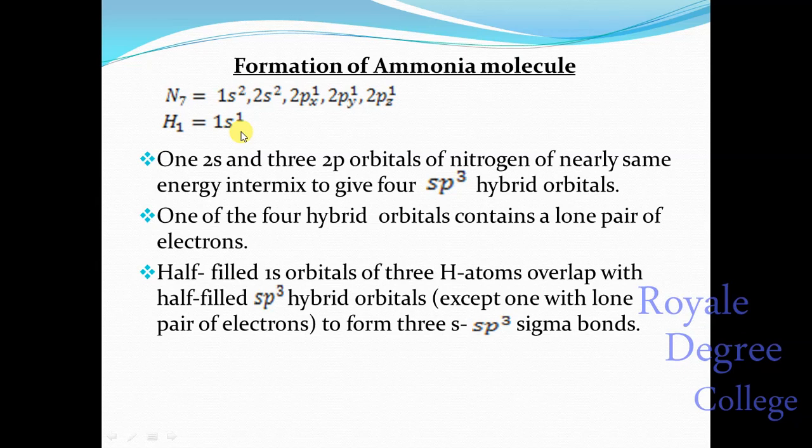Here you can see which orbital in the nitrogen is showing the lone pair of electron, that is 2s orbital, and half filled 1s orbital of 3 hydrogen atoms overlap with half filled sp3 hybrid orbitals, these 3 sp3 hybrid orbitals, to form 3 single bond sp3 s sigma bonds, except one with lone pair of electron.